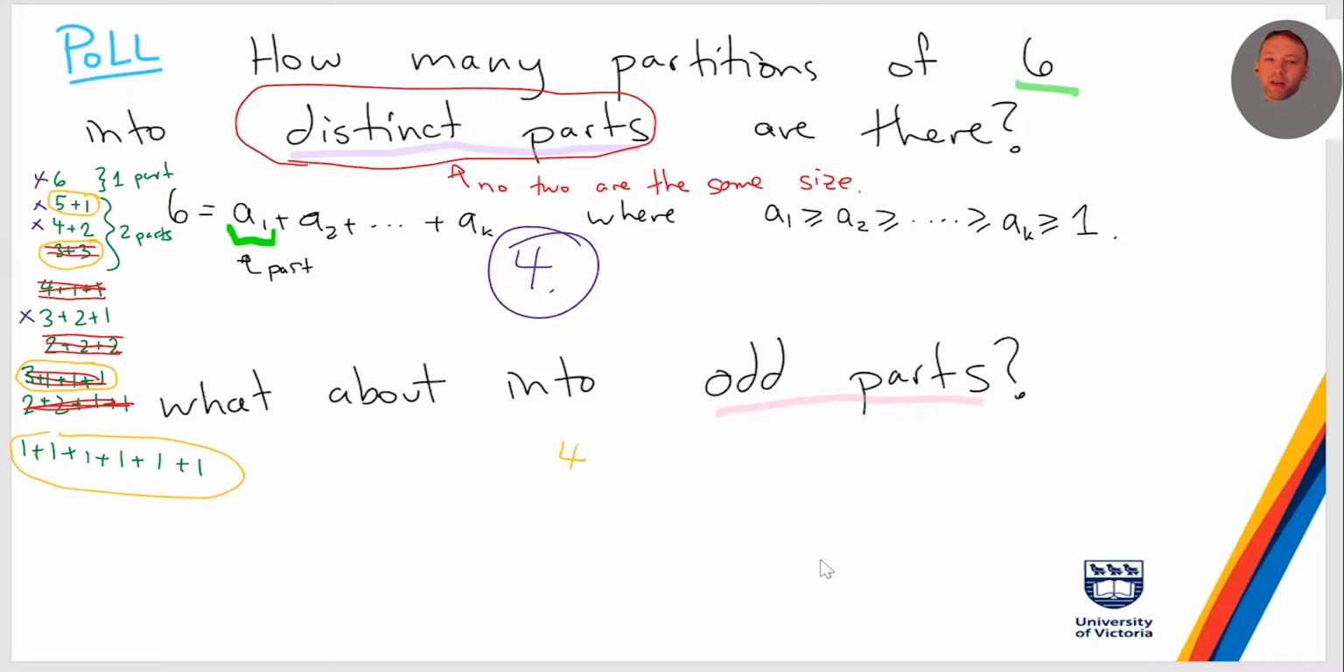And what we're going to show today, or part of what we're going to do today, is to show that this is not a coincidence, that for 6, the number is 4 for both of these questions.